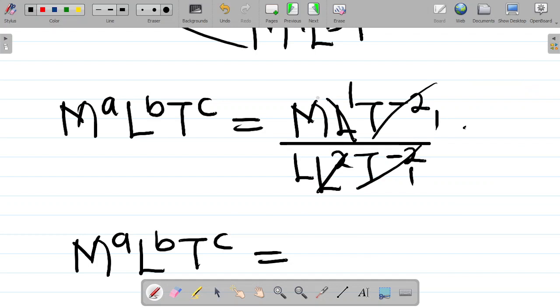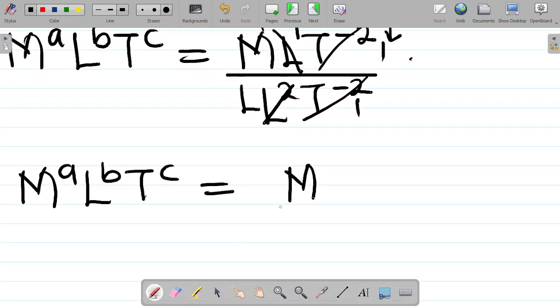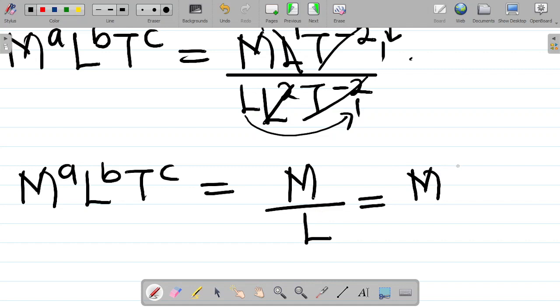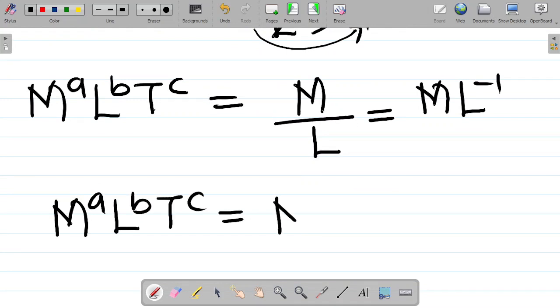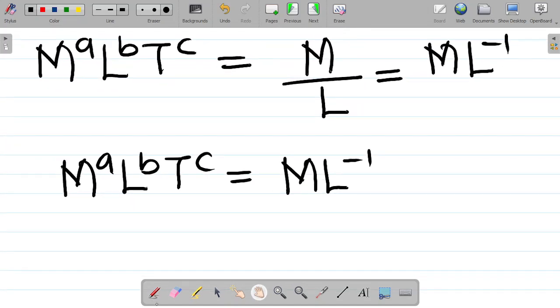I'm left, for the numerator, with m times 1 times 1. And that gives you m all over. For the denominator, you have L times 1. And that gives you L. And this is equal to, this L becomes L to the power minus 1 in index form. Okay. Now, with this, we can say that m to the power a, L to the power b, t to the power c, it's equal to m L to the power minus 1. So from here, what's the value of a, b, and c?